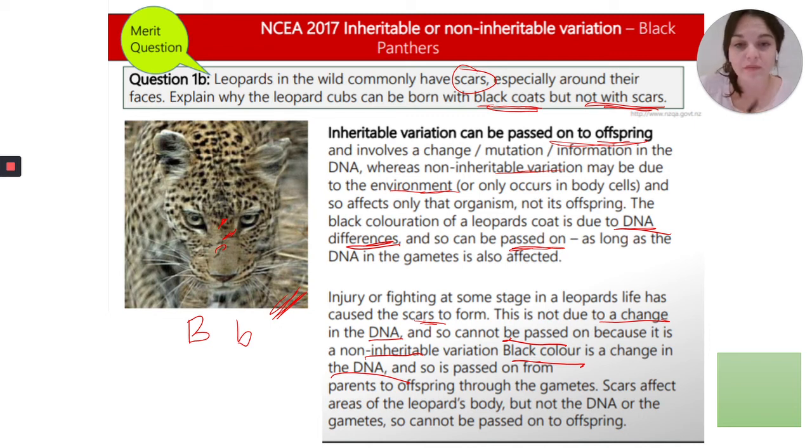Scars affect areas of the leopard's body, but it doesn't affect its DNA or the gametes, so it can't be passed on. So obviously the key thing here is, does it change the DNA that would be going into the gametes, or does it only change the physical appearance of the organism?